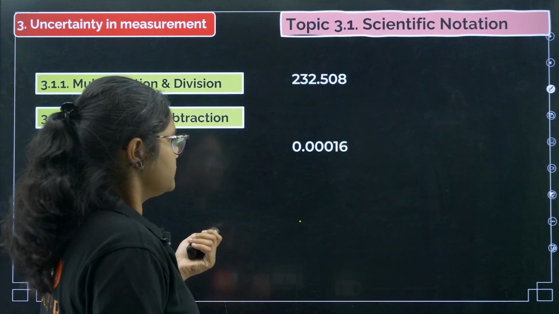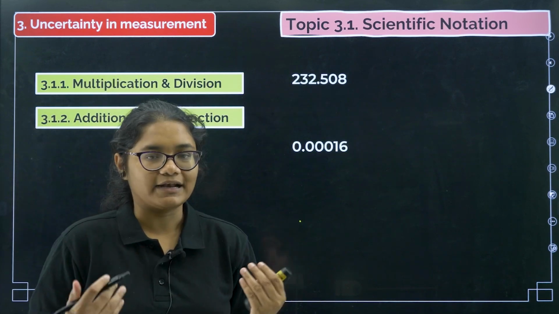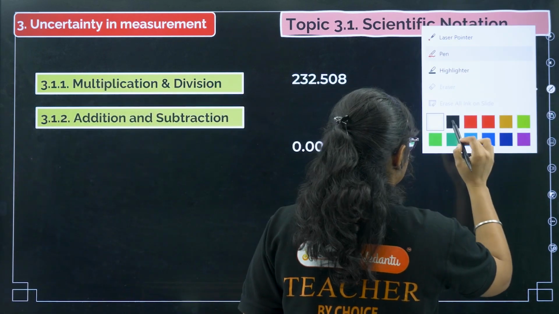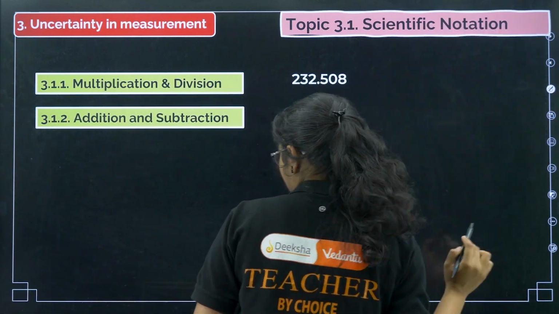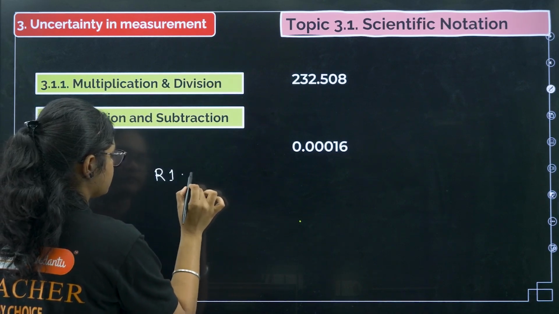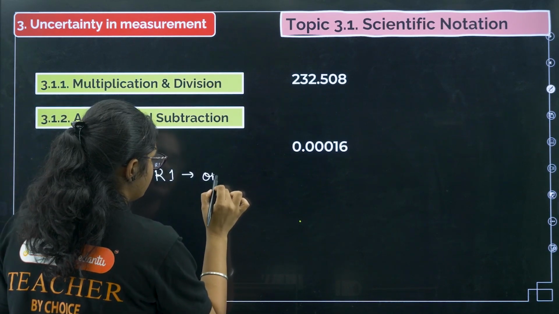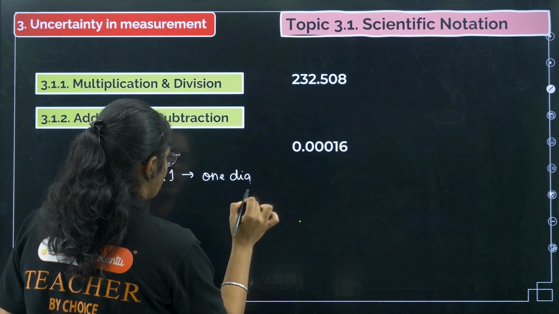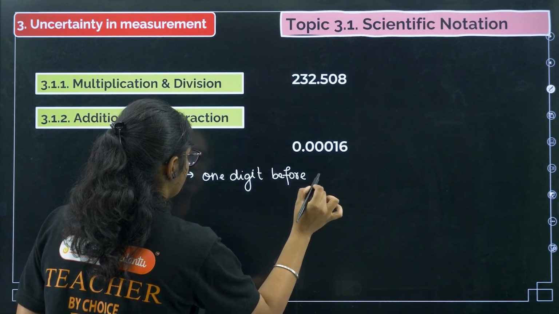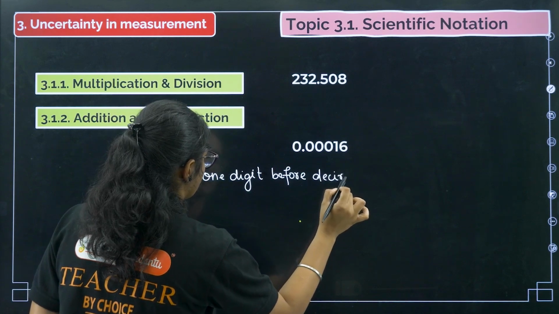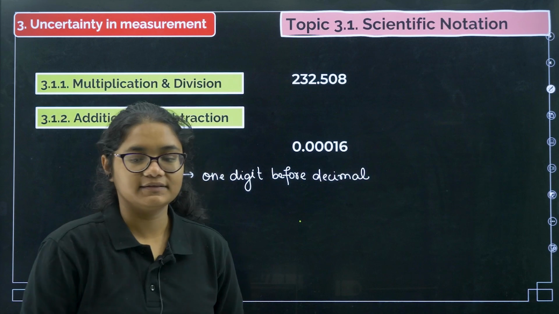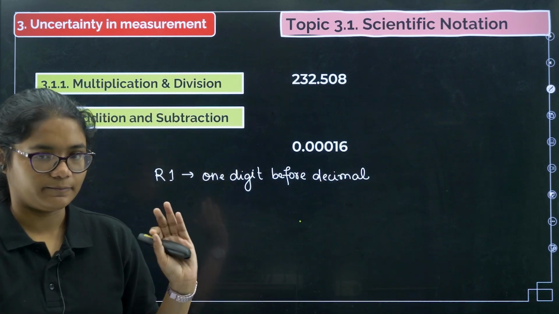Here are two examples we need to write in scientific notation. For writing scientific notation, what is the first rule? You should remember it like this. Rule number 1: there should be one digit before the decimal.